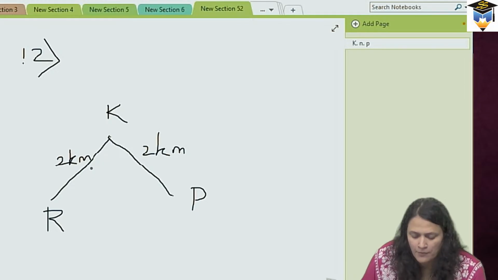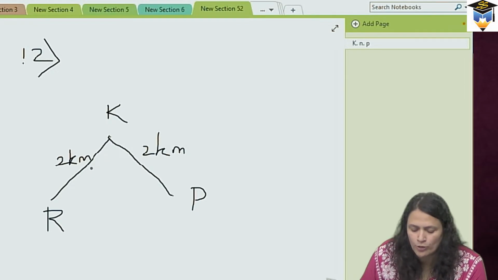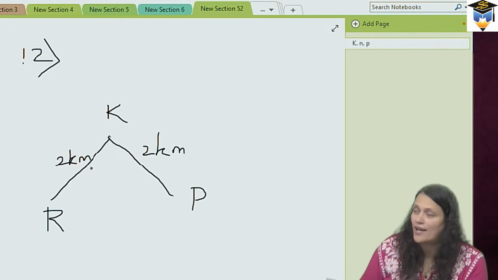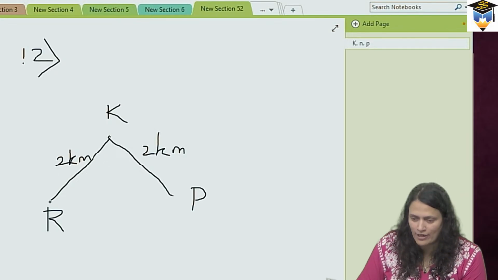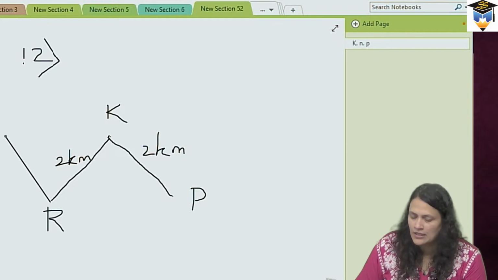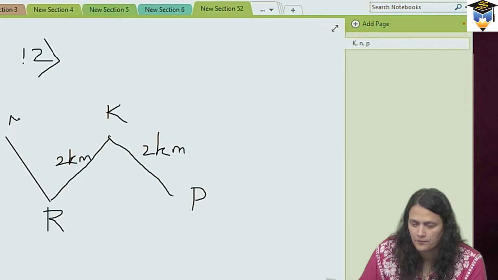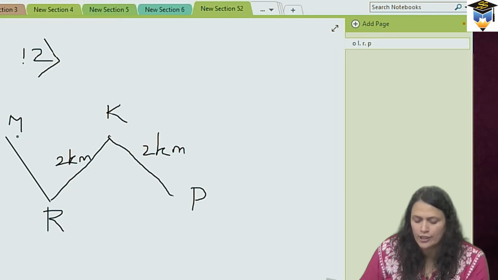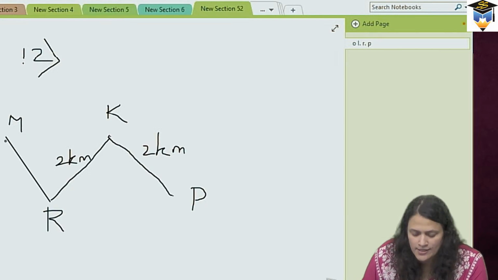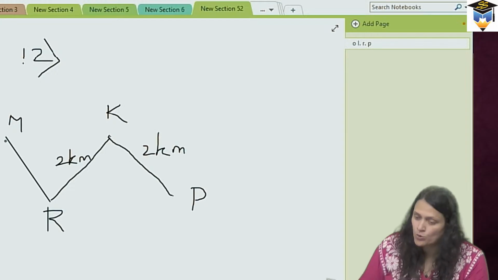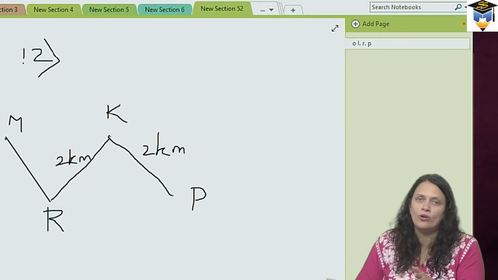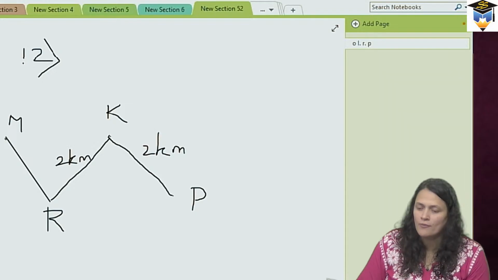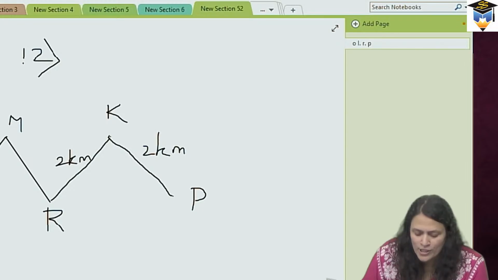Next काय दिलाय त्यांनी? M is another place and that is located 2 kilometers away in the northwest direction from R. Northwest direction म्हणजे we have to go up. इथे आहे आपला M. Okay. In which direction is T located in relation to P? So M to T the distance काय दिला त्यांनी? In the southwest direction. So M पासून you have to go southwest. From M southwest म्हणजे this direction. So this is your T. So question is, in which direction is T located in relation to P?